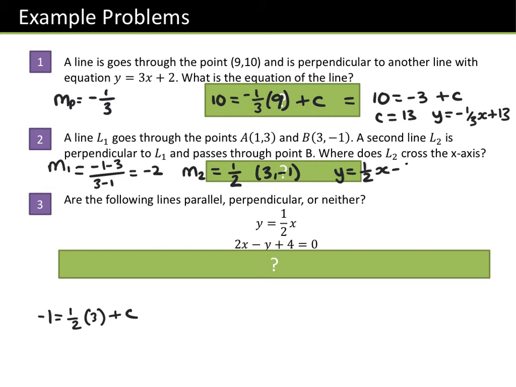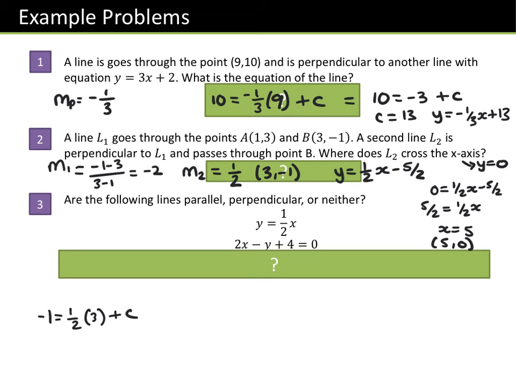So c equals -5 over 2. So there's our equation of the line. And then the last point says, and passes through, where does it cross the x-axis? If it crosses the x-axis, that means that y equals 0. So then I'm going to get 0 equals 1/2 x minus 5 over 2. So 5 over 2 equals 1/2 x. So x equals 5. Okay, but it wants the coordinates. So we're going to do 5, 0.